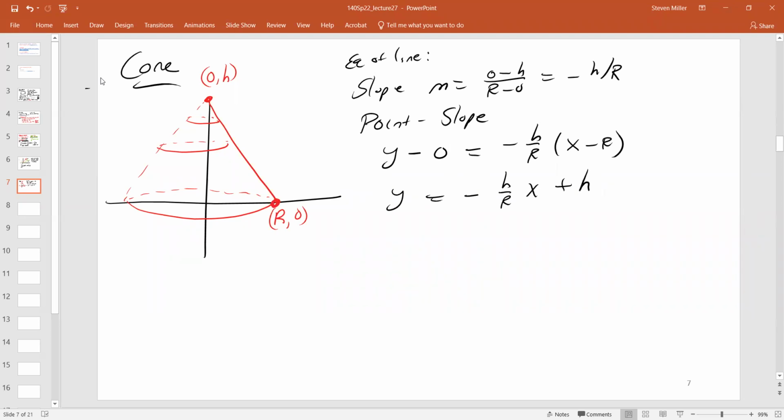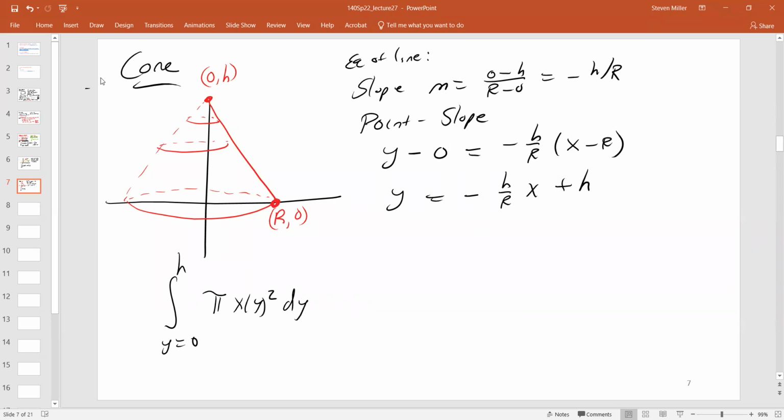Okay, so now let's find the volume. Are we integrating with respect to x or with respect to y? Y. So we integrate, y goes from 0, and what's the maximum value of y? H. And now we need pi x of y squared dy, right? Because the radius is going to just be x.